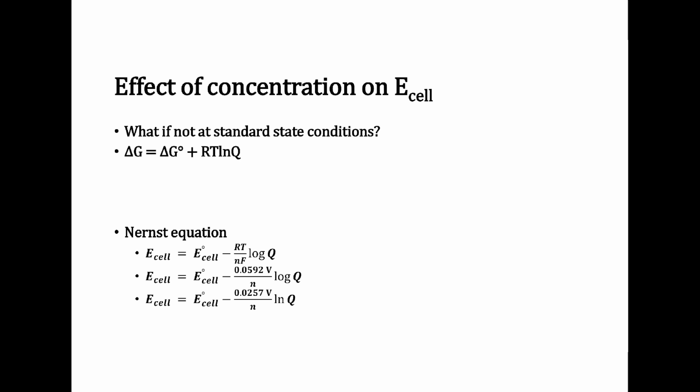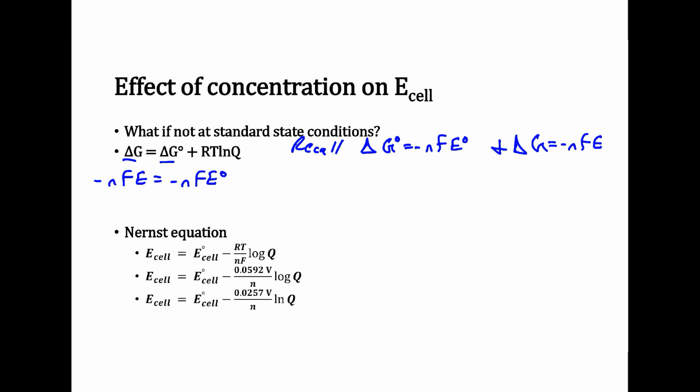All right, so what is the effect of concentration on E cell? Well, if we're not at standard state conditions, I've given you this equation previously where we said delta G is equal to delta G standard plus RT ln of Q. Recall that we said that delta G standard is equal to negative nFE standard, which we could reason then that delta G would be equal to negative nFE. So let's go ahead and substitute in for delta G. So if we have negative nFE is equal to negative nFE standard plus RT ln of Q.